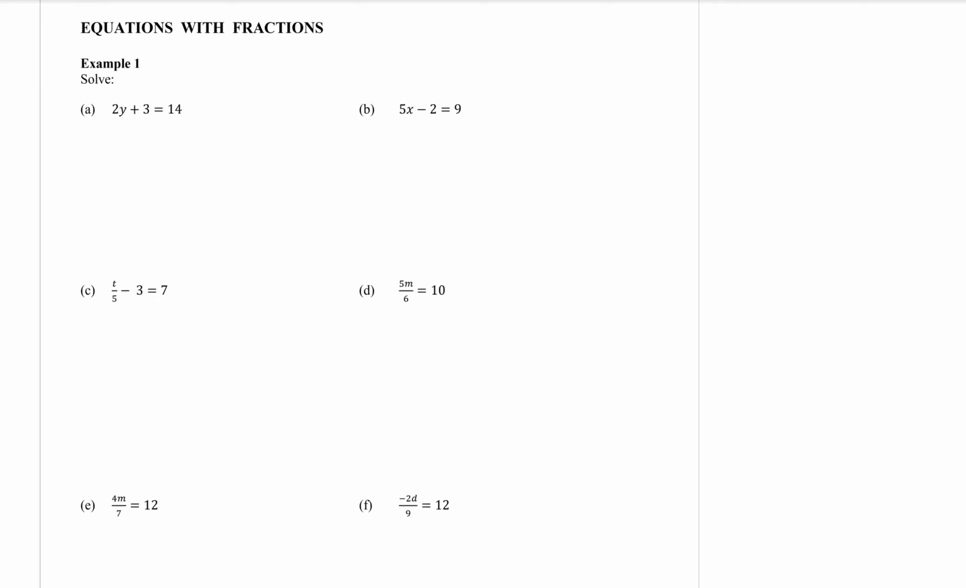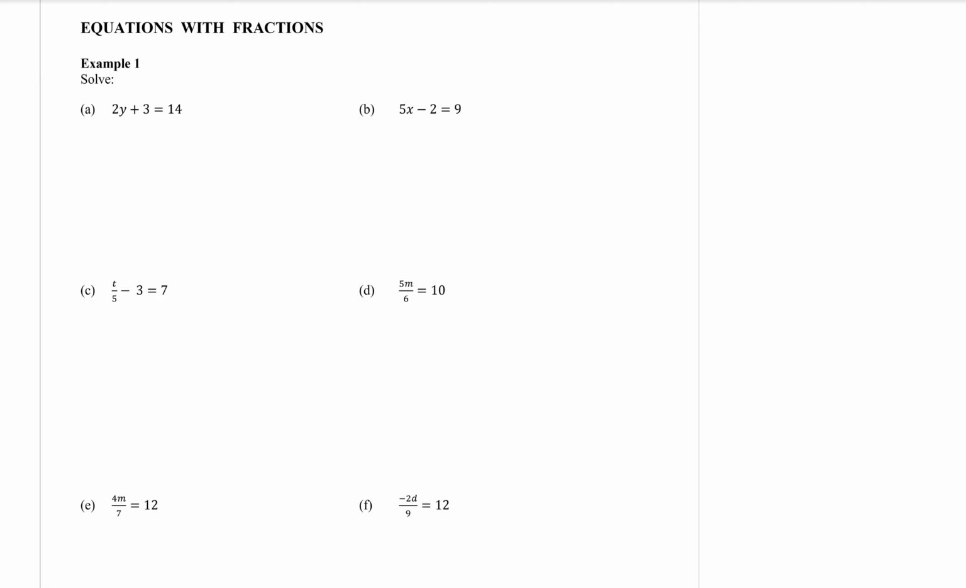Do some more equations. Today we're going to do equations with fractions. So they start off very similar to before. Remember that we need to do the opposite operation to get the pronumeral by itself. So in this first question, our pronumeral is the y.